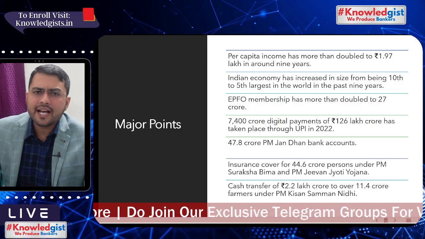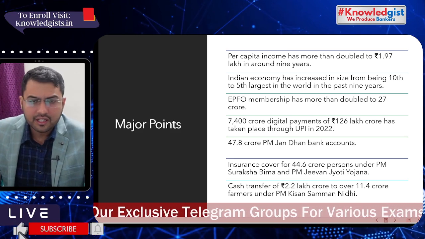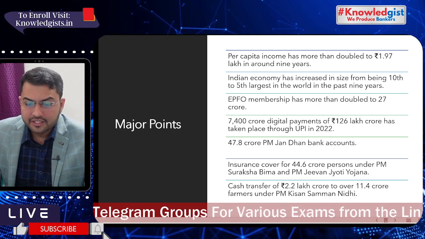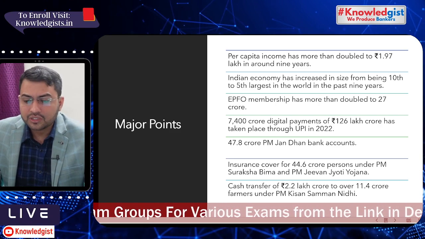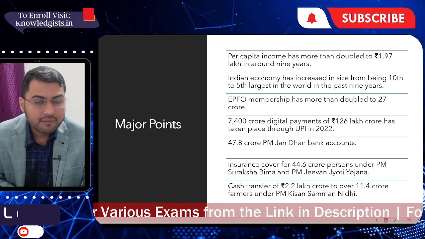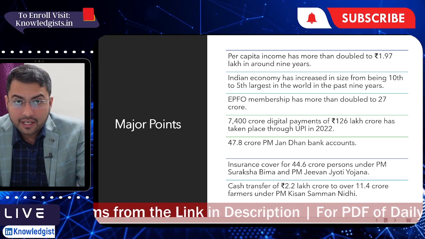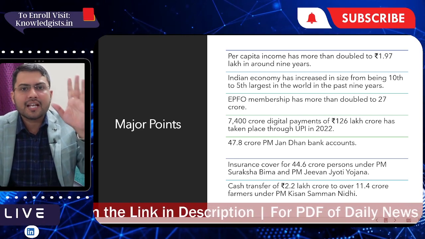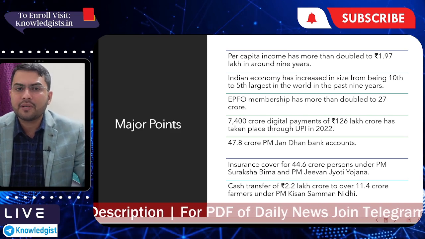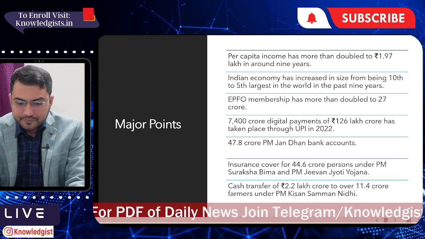Some major points highlighted by the Union Budget: per capita income has more than doubled to 1.97 lakhs in the last 9 years. The Indian economy has become the fifth largest economy in 9 years from the 10th largest economy 9 years back. Remember, India is currently the fifth largest economy in terms of GDP, but the third largest economy in terms of purchasing power parity.